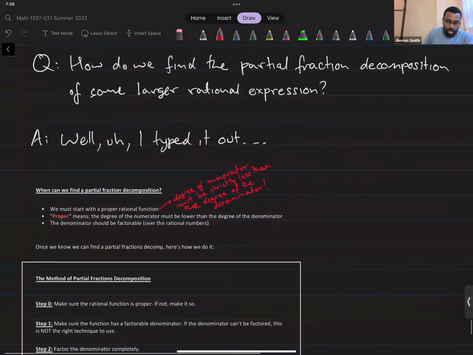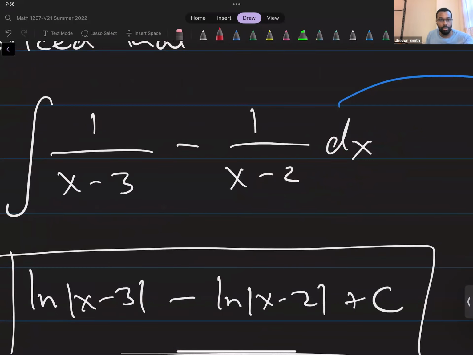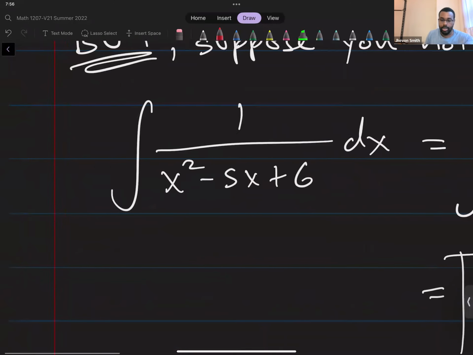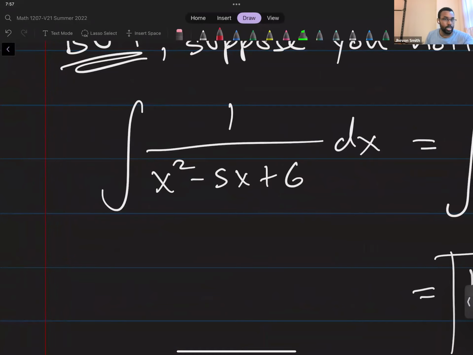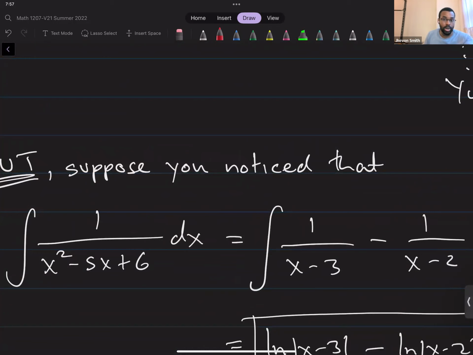However, you can factor x squared minus 5x plus 6. In fact, it factors into the denominators over here. x minus 2 times x minus 3, when you expand that, is actually x squared minus 5x plus 6. And that sort of hints to you how we're going to break this up. Each fraction is going to break up into the factors of the denominator. And that's going to tell you what the new denominators of these smaller fractions are.